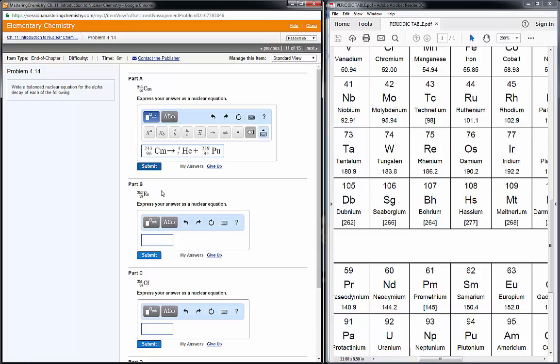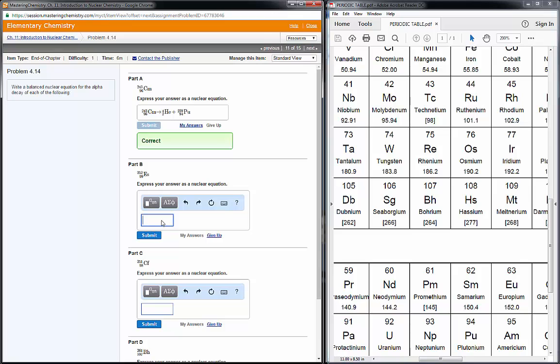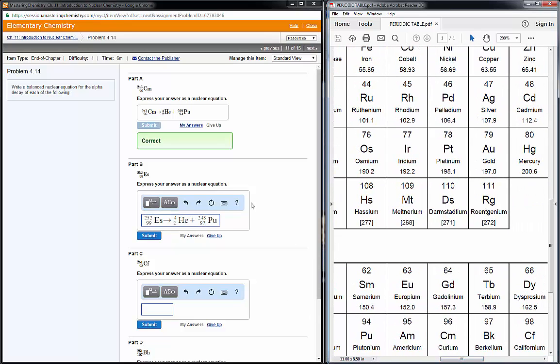Copy that. And then insert that here so I can just edit this. 252, 99, Es. Still doing alpha decay, so that's what I get. And then 252 minus 4 is 248. 99 minus 2 is 97. And element number 97 is berkelium, Bk.